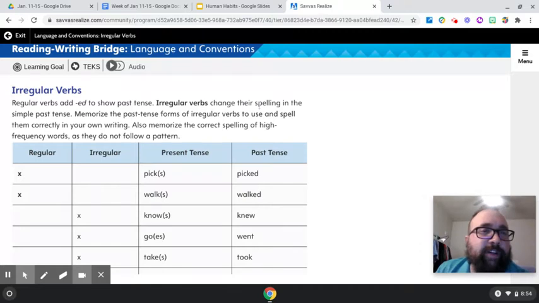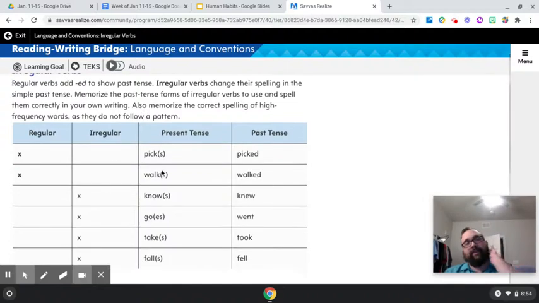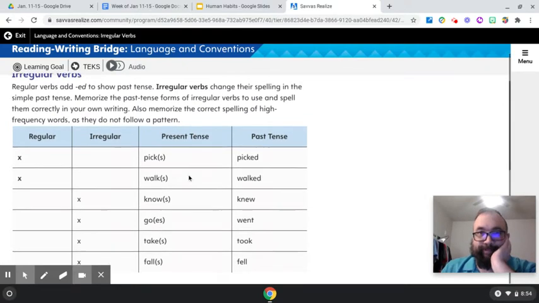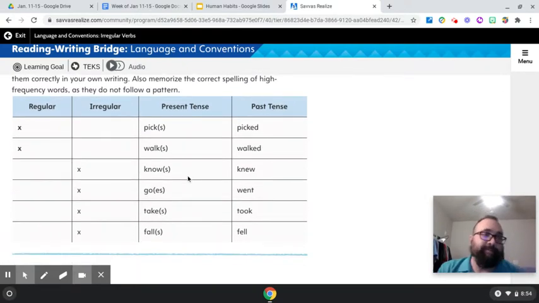Irregular verbs change their spelling in the simple past tense, okay? So memorize the past tense forms of irregular verbs to use and spell them correctly in your own writing. There's no trick to it, you just have to memorize them. Also, memorize the correct spelling of high frequency words as they do not follow a pattern.